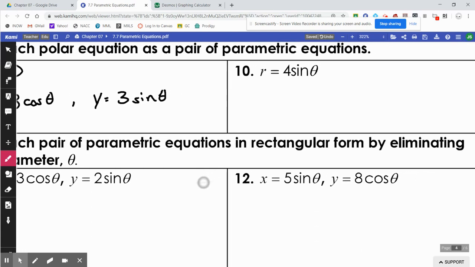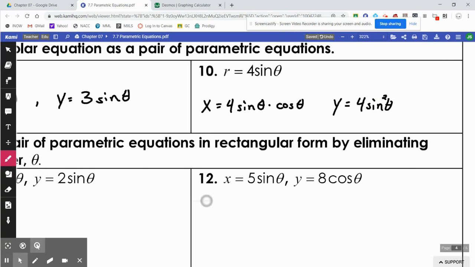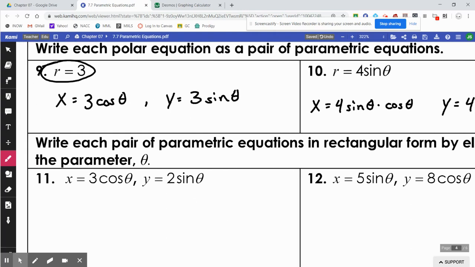In this case, our r, or our f of theta, is 4 sine theta. So our x in our parametric equation will equal r times cosine theta, and our y will equal r times sine theta. Since you have a sine times a sine, we could write that as sine squared theta. If you were to graph these as parametric equations, it would give you the exact same graph as before.